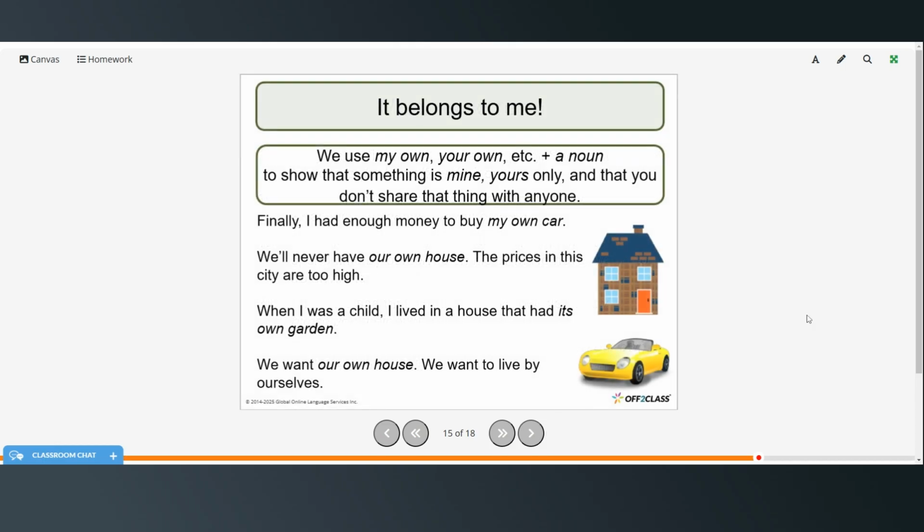We use my own, your own, etc., plus a noun to show that something is mine, yours only, and that you don't share that thing with anyone. Finally, I had enough money to buy my own car. We'll never have our own house. The prices in this city are too high. When I was a child, I lived in a house that had its own garden. We want our own house. We want to live by ourselves.